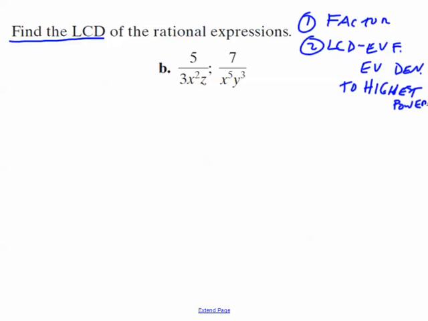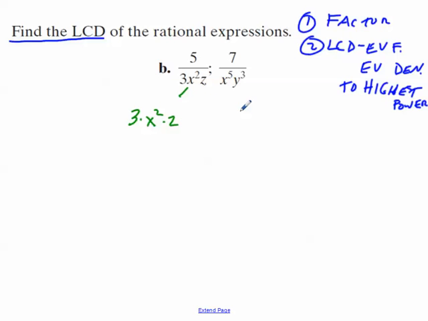Alright, so there's our listing of what we have to do. So we've got to factor. Step number 1 says factor. Factor 3x squared times z. Well, 3 times x squared times z. This is a little easier because we've got a factor of 3. We've got an x times x becomes x squared because we're looking for prime factors to the highest power that you see in the green. And then z is just z.